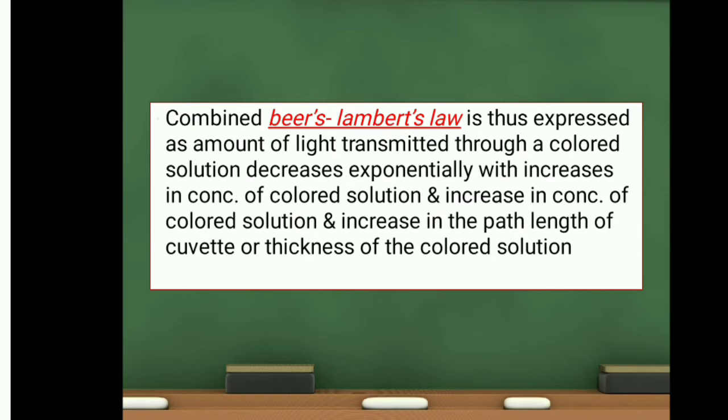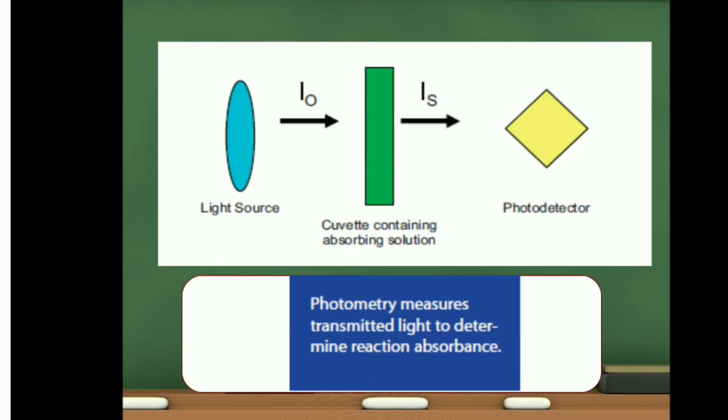Combining Beer's-Lambert's law is thus expressed as: the amount of the light transmitted through a colored solution decreases exponentially with increase in concentration of colored solution and increase in the path length of the cuvette or thickness of the colored solution. Photometry measures transmitted light to determine reaction absorbance.